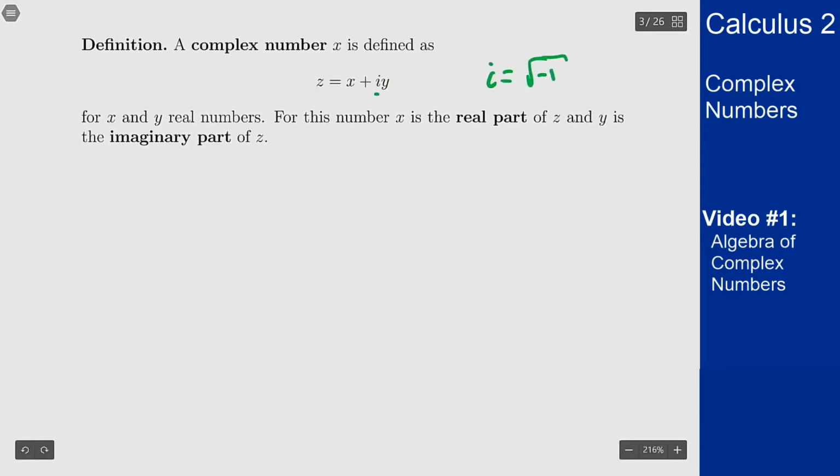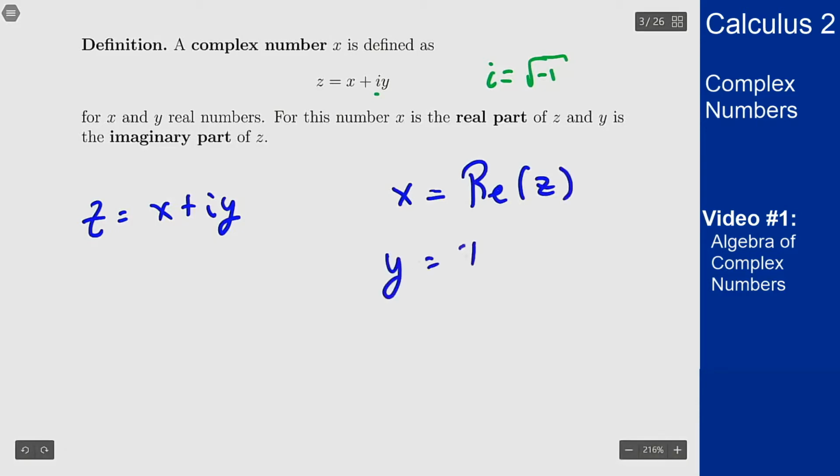And so complex numbers have two parts. They have this x, which is the real part, because it's without the i, and the y is the imaginary part, because that's with the i in front of it. So for the number z equals x plus iy, we'll write x as the real part of z, with Re in front of it to note the real part, and y is the imaginary part of z.